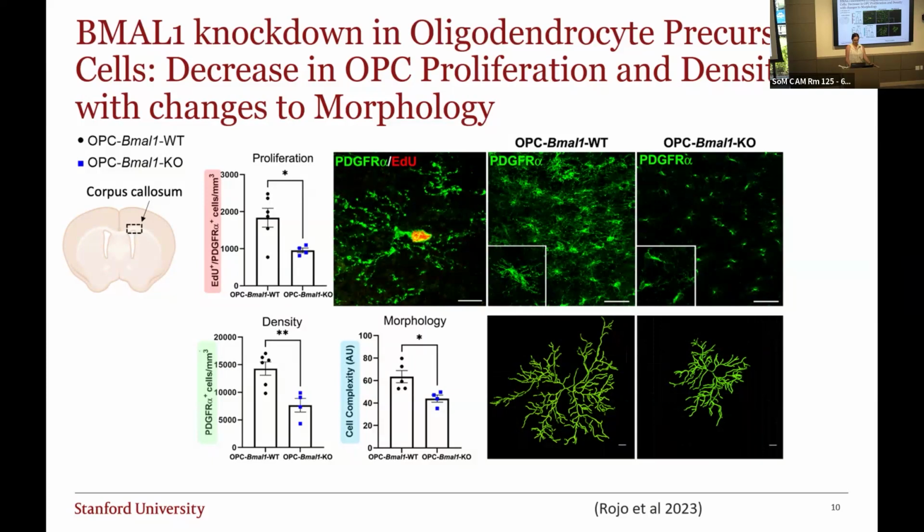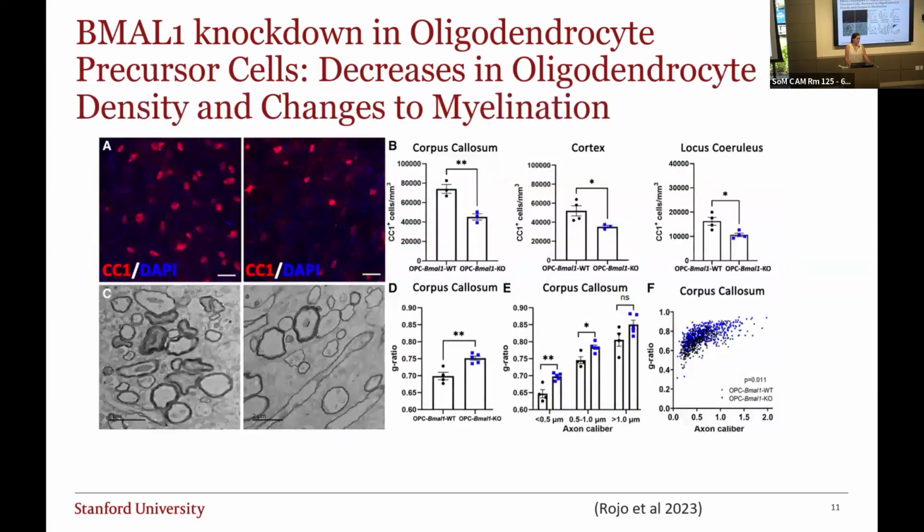What about the actual oligodendrocytes? We see changes persist in that too. There's still decreased density in the corpus callosum, cortex, locus coeruleus, and importantly, we also see structural differences. There's thinner myelination in these animals who've had the circadian clock knocked down in the oligodendrocyte precursor cells.